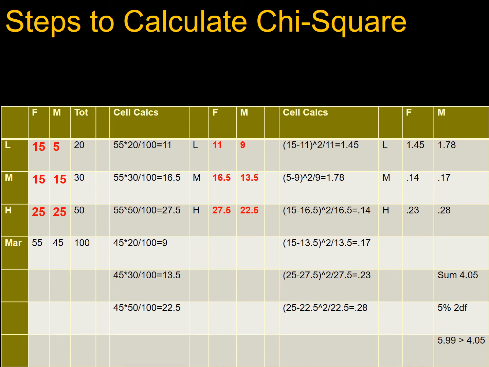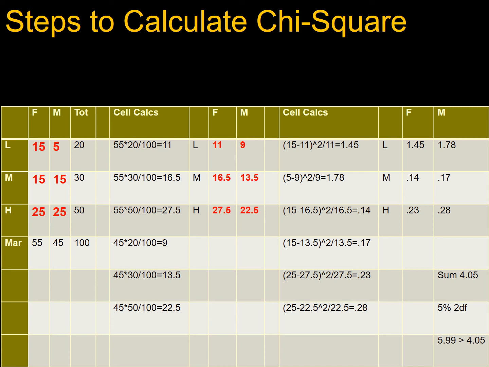In the fourth calculation, we take the 15, which is the intersection of male and medium, and subtract from it a value of 13.5, which is the expected frequency. We square it, divide it by 13.5, and that gives us a value of 0.17.